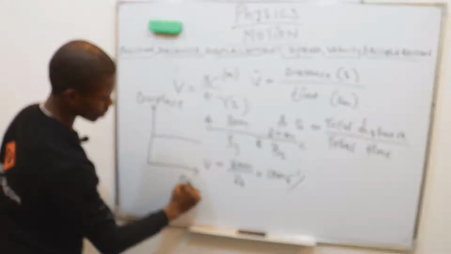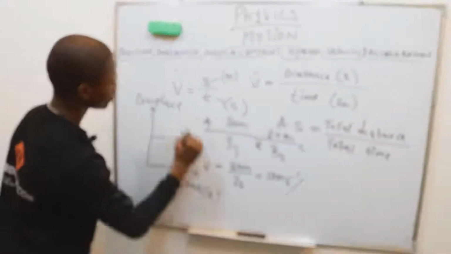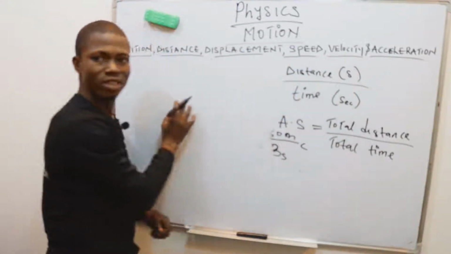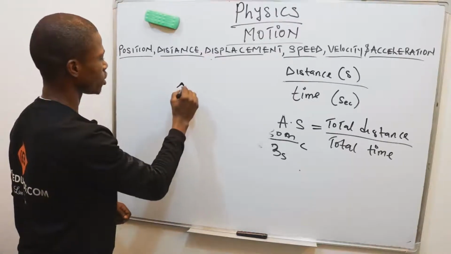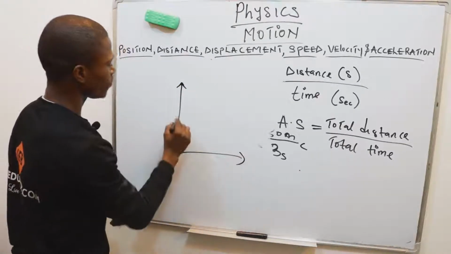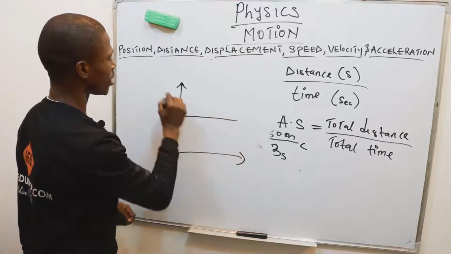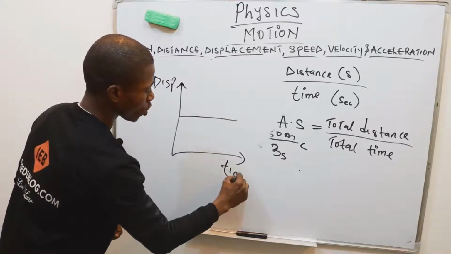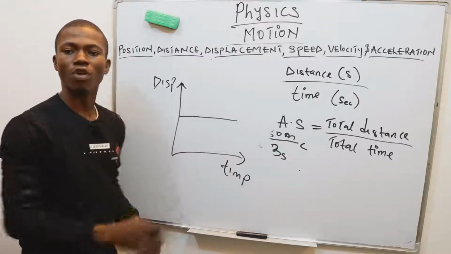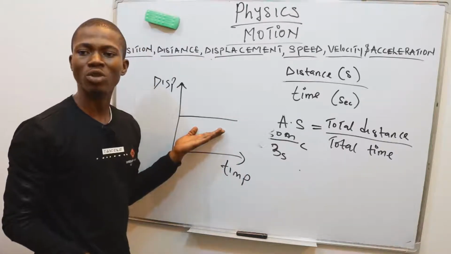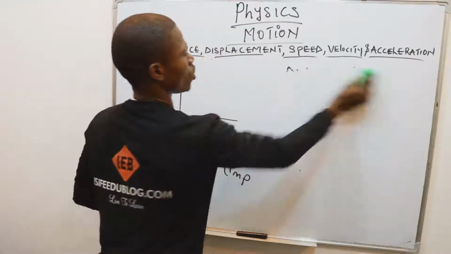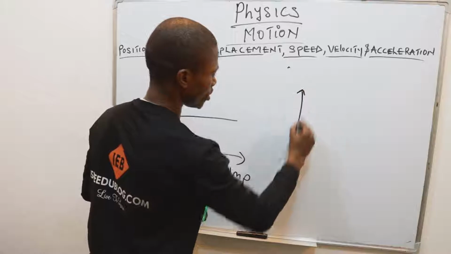Displacement, and here will be time, which is in seconds. Displacement is in meters. What if the velocity we just treated now is not uniform? What if this graph of our displacement over time is not uniform, and we don't have a uniform velocity? What if our graph is something like this?